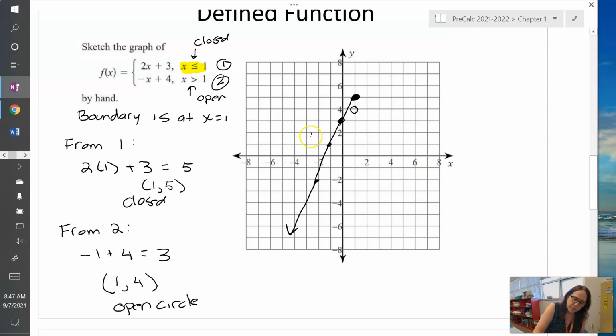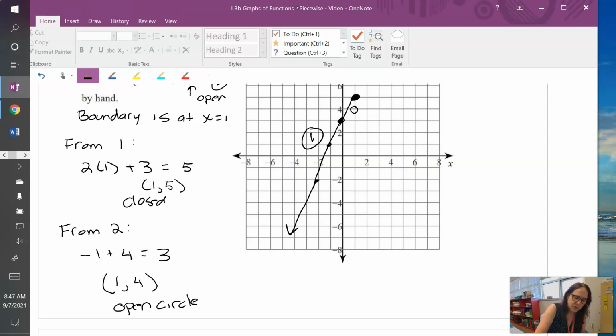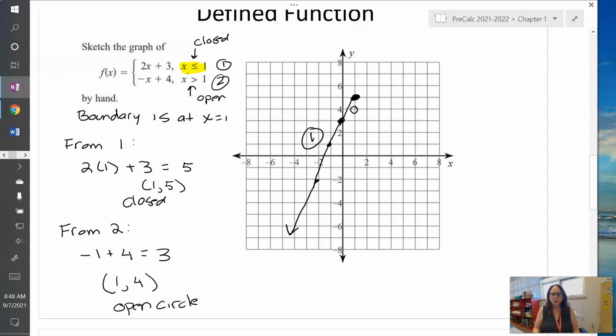This is number 1. Number 2, I'm going to change colors for number 2. Number 2 is where x is greater than 1. So I'm going to move in the greater than direction, and its slope is -1, so I'm going to go down 1 over 1, down 1 over 1, down 1 over 1. And that goes that way.